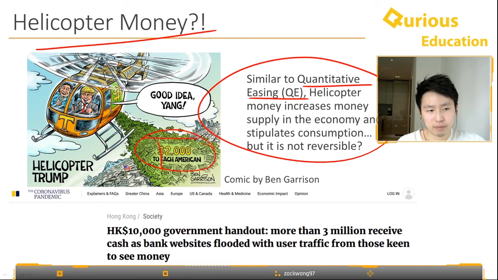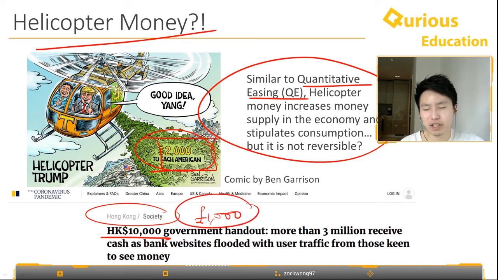And as a result, if everyone's got more money in their bank accounts, of course, they will be able to consume more goods and services, again raising the level of demand in the economy, and therefore this would stimulate the economy and increase production, consumption, and GDP. This actually happened in Hong Kong, where the government paid everyone 10 grand. But actually 10 grand in pounds terms is just 1 grand, yeah. So if everyone is 1 grand richer, then they'll be able to buy goods and services.